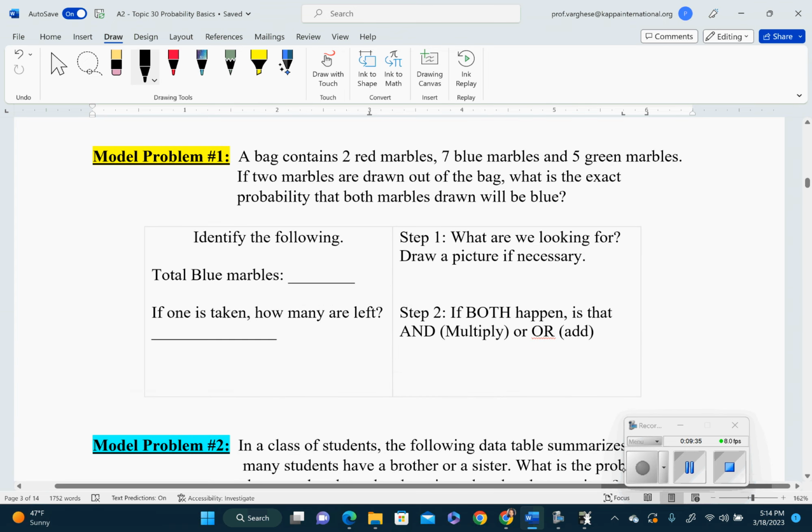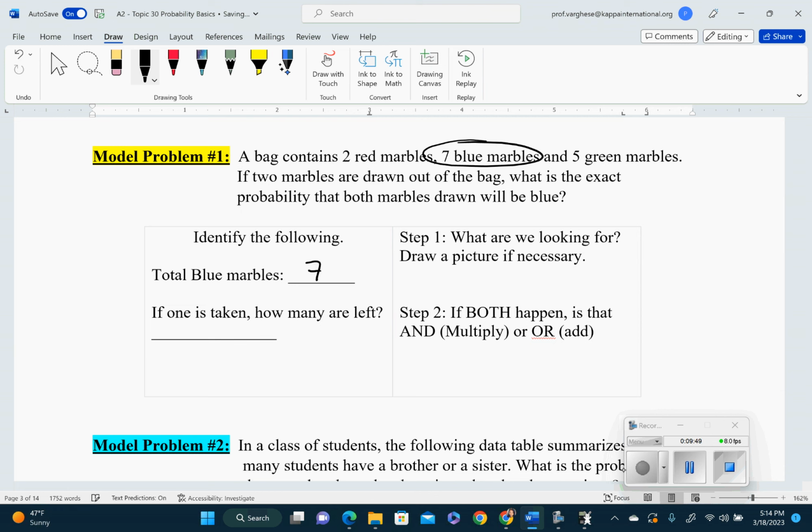So model problem number 1, a bag contains 2 red marbles, 7 blue, and 5 green. 2 marbles are drawn out of the bag. What is the exact probability that both marbles drawn will be blue? So how many total blue marbles are there? There are 7 blue marbles. So if one of them is taken out, how many blue marbles are left? There will be 6 of them left.